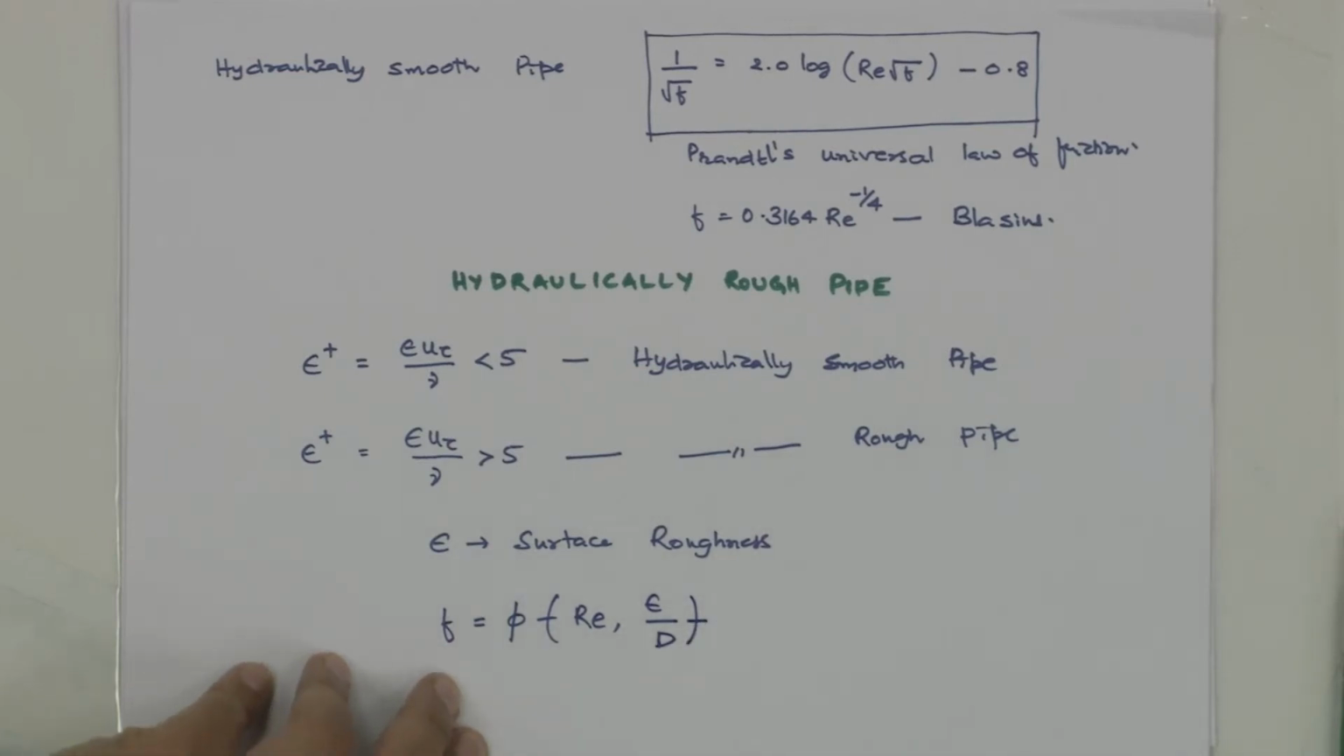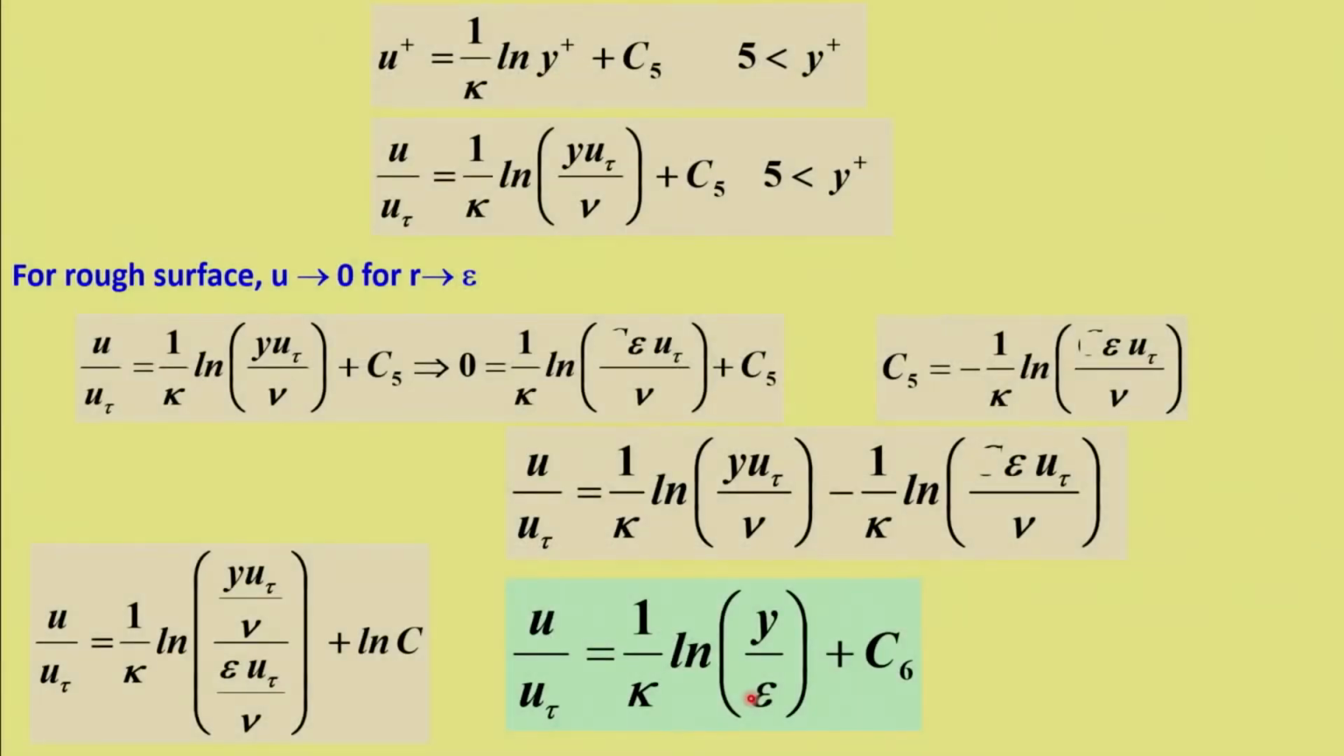So then what did we do is we derived u plus equal to 1 by kappa log of y u tau by nu plus c5, and we said that for y tending to epsilon, u tends to 0. This is not r, this is y tending to epsilon. That gives me c5 equal to minus 1 by kappa log of epsilon u tau by nu. So if I substitute that, I get u by u tau equal to 1 by kappa log of y by epsilon, but I am going to add a constant to compare with the empirical relation.